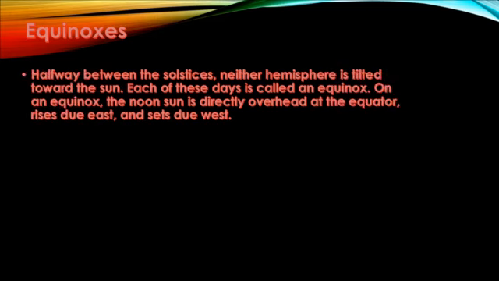Next is about equinoxes. I think it's a new term for you. What do you mean by equinoxes? Halfway between the solstices, neither hemisphere is tilted toward the Sun. Each of these days is called an equinox. On an equinox, the noon Sun is directly overhead at the equator, rises due east and sets due west.